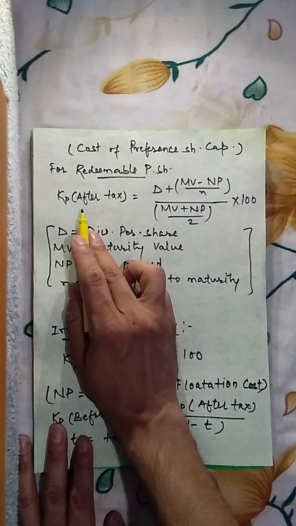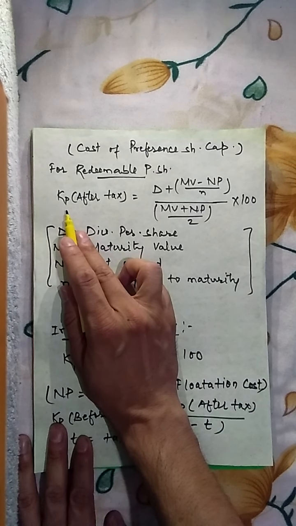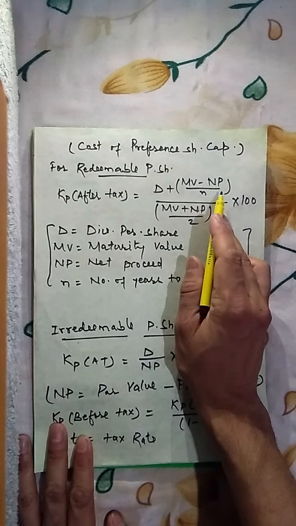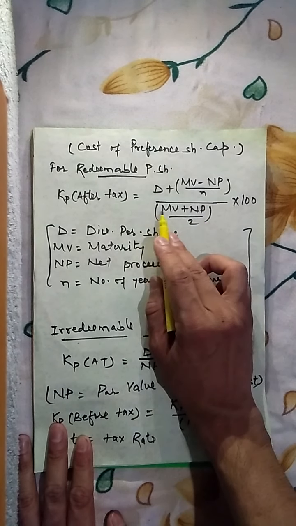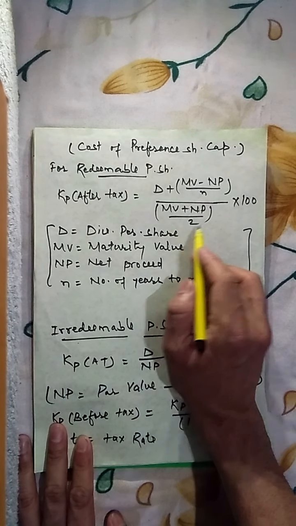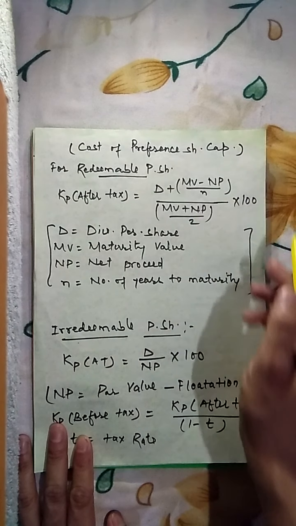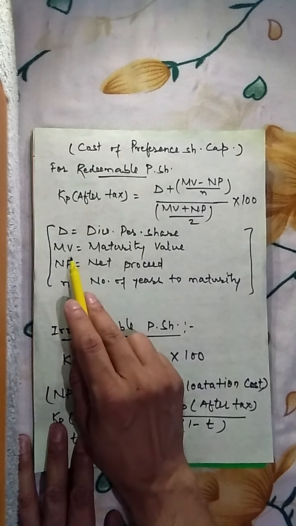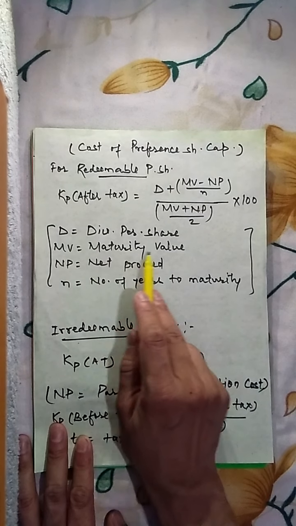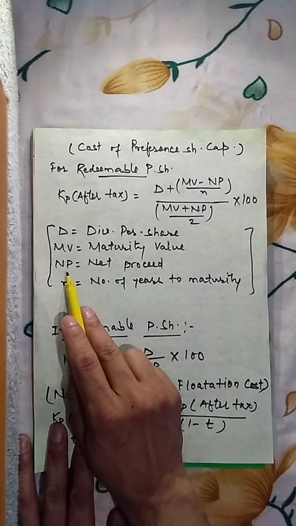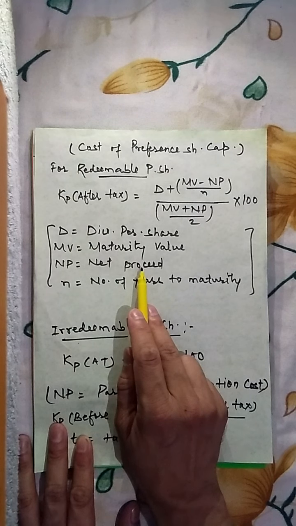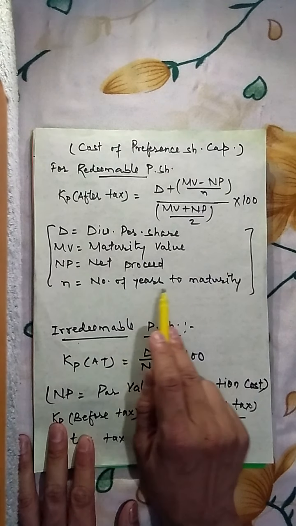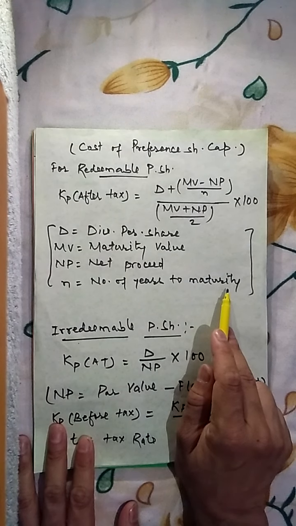Cost of preference share is denoted by Kp, and Kp equals to D plus (Mv minus Np) divided by n, upon (Mv plus Np) divided by 2, into 100, where D refers to dividend per share, Mv refers to maturity value, and Np stands for net proceeds. Small n denotes the number of years to maturity.